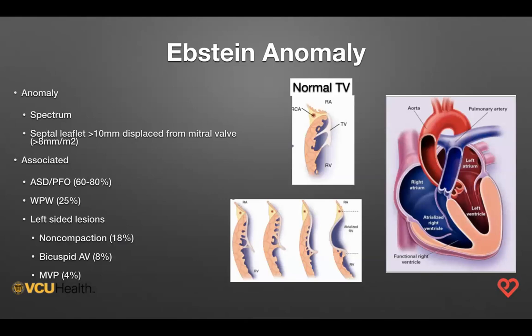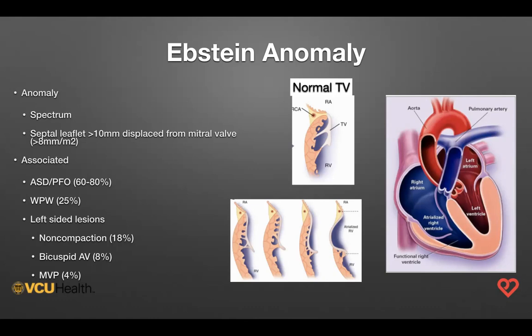And what I'll tell you is, for definition, many people will use this strict definition of greater than 10 millimeters displaced from the mitral valve, or greater than 8 millimeters per body surface area. What I really want you to pay attention to is the spectrum of Ebstein's anomaly, because that helps us tell the patient the prognosis.